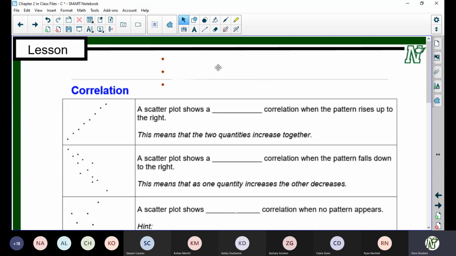Perfect. Okay, here's how we're going to finish our lesson today. We're going to fill this next page together, the one that starts with correlation at the top. We're going to do one example together, and then you are going to be turned loose to do a little bit of work for me.